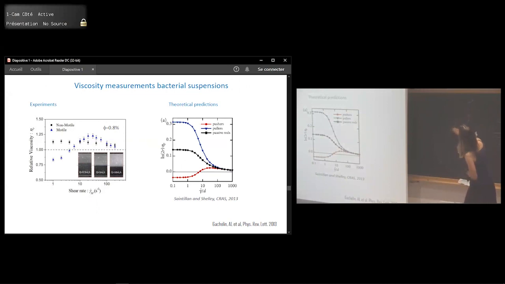So if you manage to orient your bacteria somewhere close to this direction of extension, then your bacteria will locally help the flow by pushing in the same direction. And this is at the origin of the decrease in viscosity: locally your bacteria will push in the same direction as the shear that you applied. Okay. Yeah? Does it change with the concentration of the bacteria?